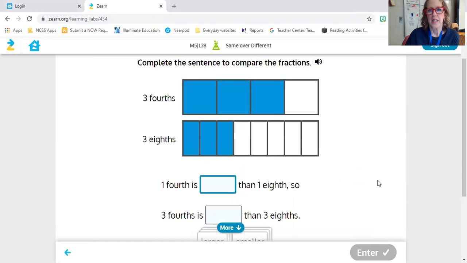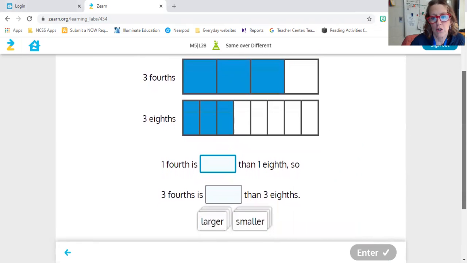All right, here we go. Complete the sentence to compare the fractions. 1/4 is, let's see what our words are, larger or smaller than 1/8. What would you say 3/4 is?